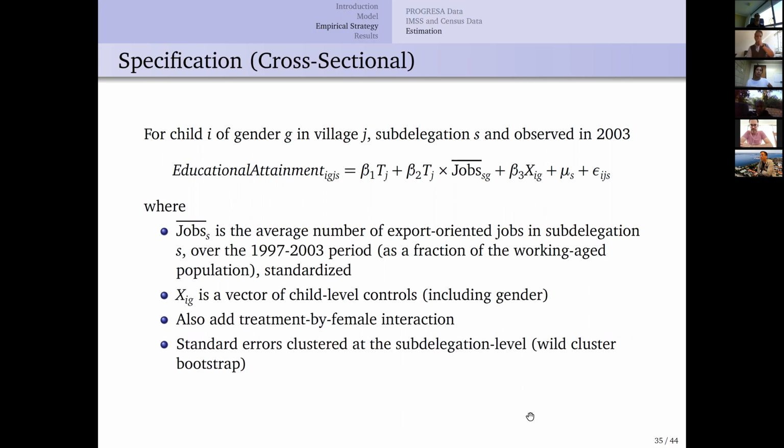Yeah, Tushar? So where's the independent effect of jobs being absorbed? I guess it's not fully being captured separately, through the subdelegation fixed effects and the gender controls here, although we could certainly throw it in as well. I think I've played around with both of those things, but in what you're going to see, it's just the interaction.